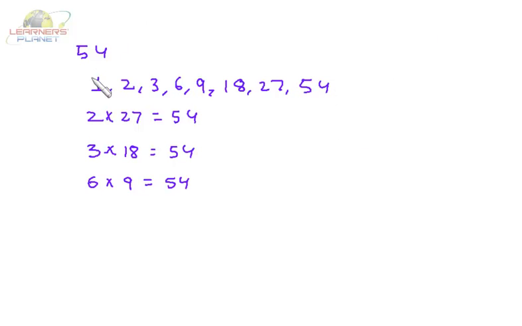Now the first question is, how many factors are there of 54? It's 1, 2, 3, 4, 5, 6, 7, 8. 8 factors. Which is the smallest factor? That is number 1. Which is the greatest factor? That is 54. Okay. And what are the first 3 factors? Which are 1, 2 and 3.